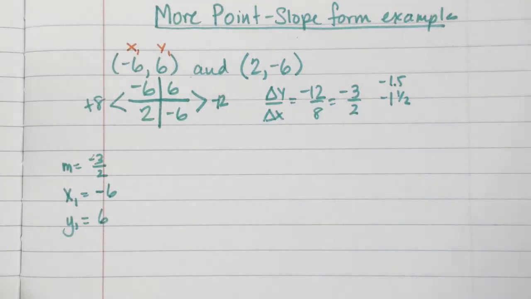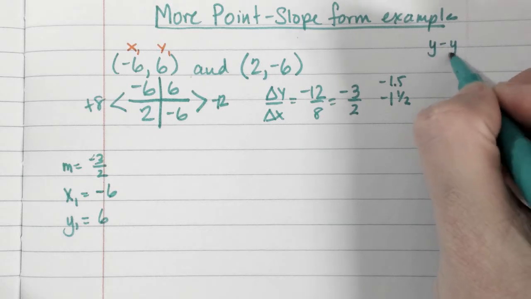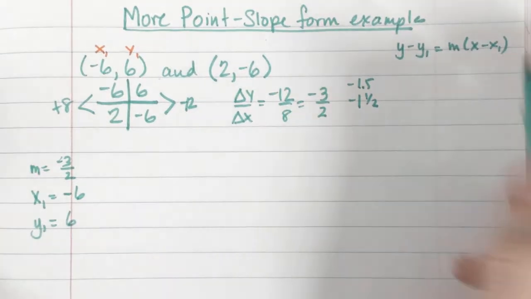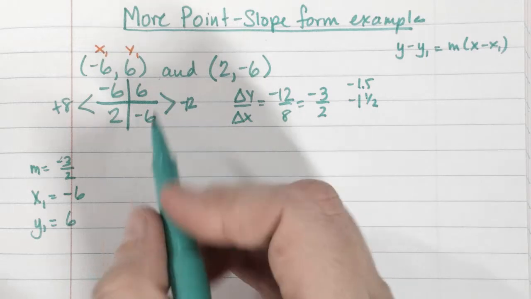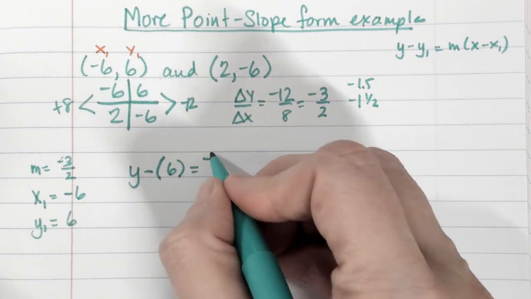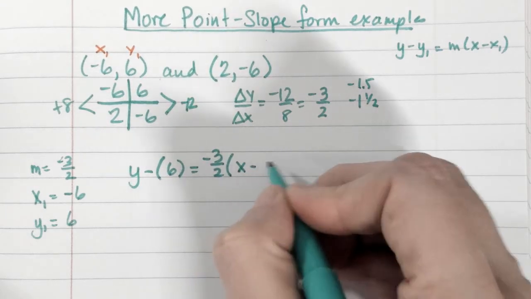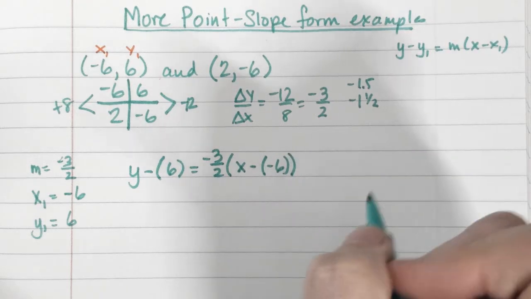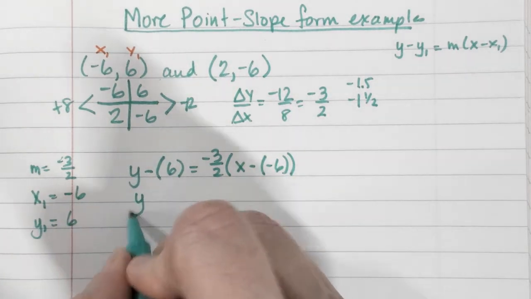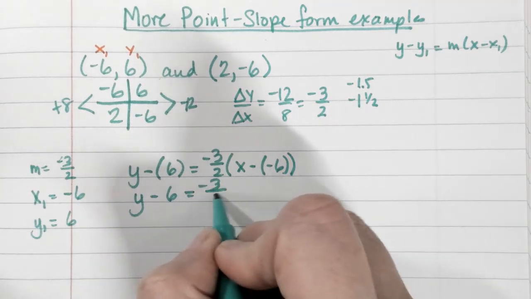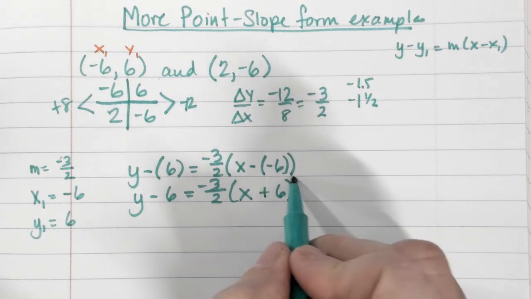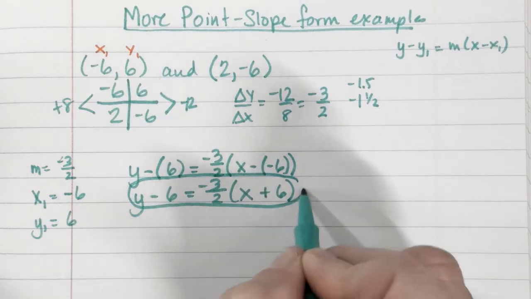So I'm going to start substituting into that formula, which again is y minus y1 equals m times x minus x1. There we go, that's my formula. Let's start by substituting. So y minus y1, which is 6, equals negative 3 over 2 times x minus negative 6. I always put my ones in parentheses. The next thing I do is fix any double negatives. Y minus 6 is fine. Negative 3 over 2, double negative makes a positive, x plus 6. This is my first equation in point-slope form.